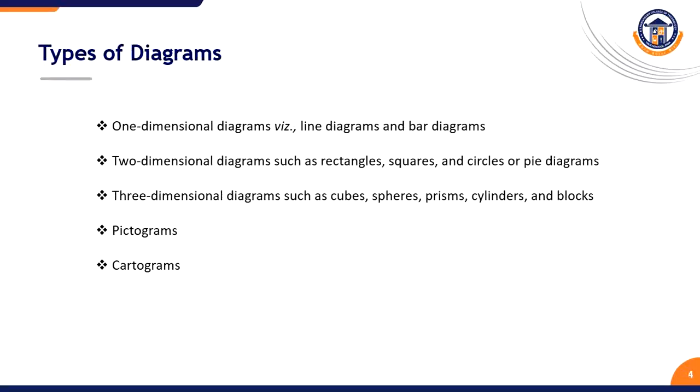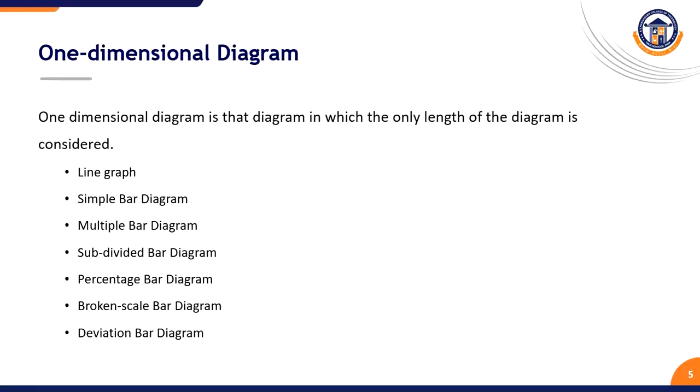Next, types of diagrams. The types of diagrams are one-dimensional diagrams, that means line diagrams or bar diagrams; two-dimensional diagrams such as rectangles, squares, and circles or pie diagrams; three-dimensional diagrams such as cubes, spheres, prisms, cylinders, and blocks; then pictograms, then cartograms. Next, we have to elaborately discuss the one-dimensional diagram.